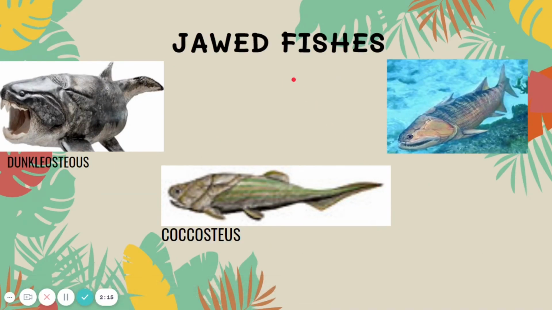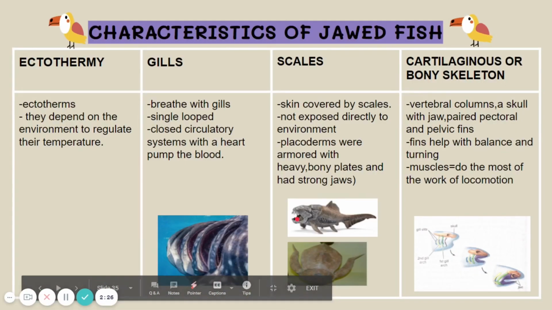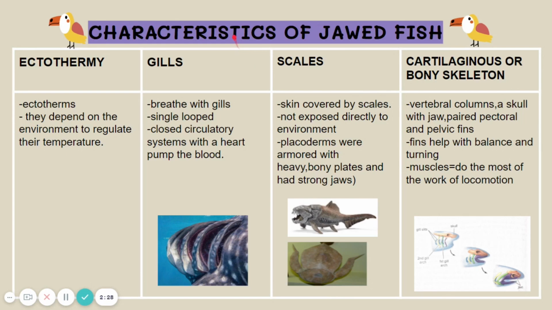Next is jawed fishes. What are jawed fishes? Jawed fishes are vertebrates that possess two groups: we have Chondrichthyes and also Osteichthyes. So let's take a look at the characteristics of jawed fish.